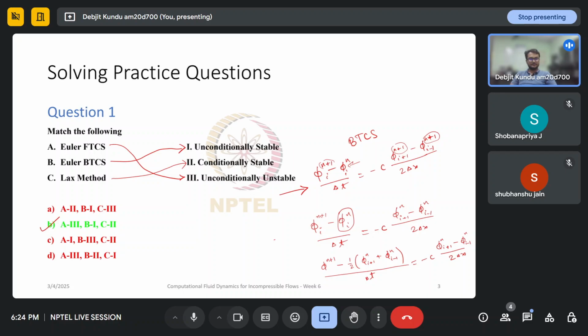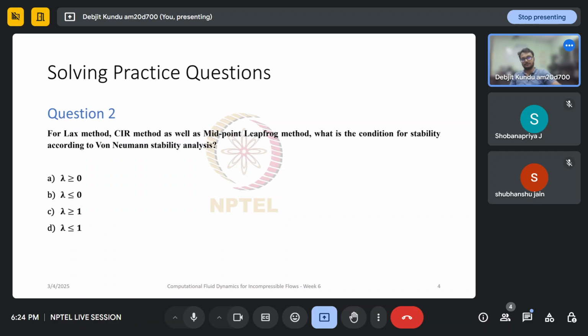All right. So this is all about this question. Let's move on to question number 2, which is asking about the Lax method. The Lax method was that modified FTCS scheme that we saw earlier. There are two other methods, the CIR method as well as the midpoint leapfrog method. So for the Lax method, CIR method, as well as the midpoint leapfrog method, what is the condition for stability according to von Neumann stability analysis?